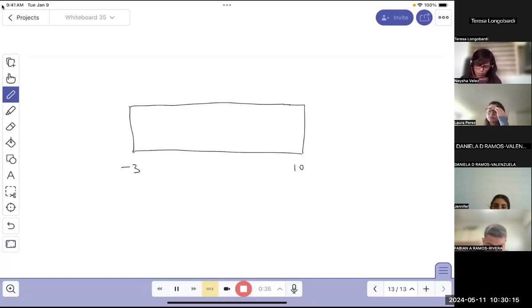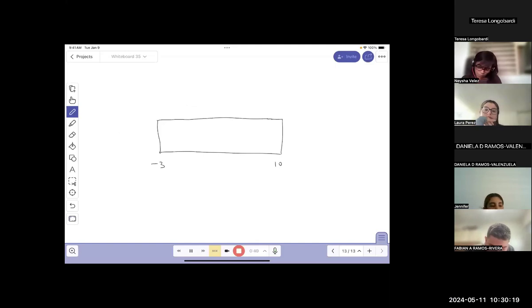Not a very straight one. You can use a ruler or a straight edge to draw this. So this is the distribution. X is uniform between -3 and 10.